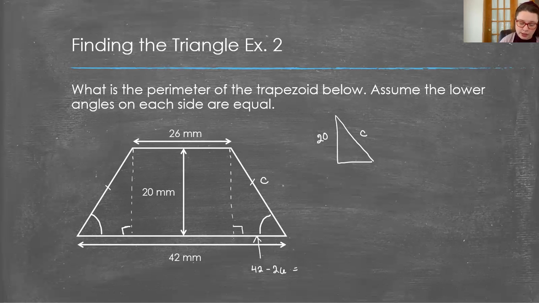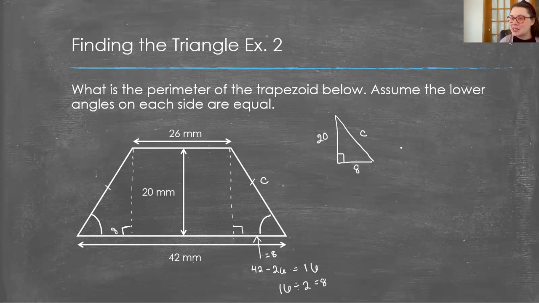Make sure I calculated everything right. Oh, it is right. So you get 16, and then we have to divide that between the two sides. Divided by 2 gives me 8. Okay, so this edge is 8, and over here, this edge is also 8. Putting that into our little triangle, we get 28 and C.